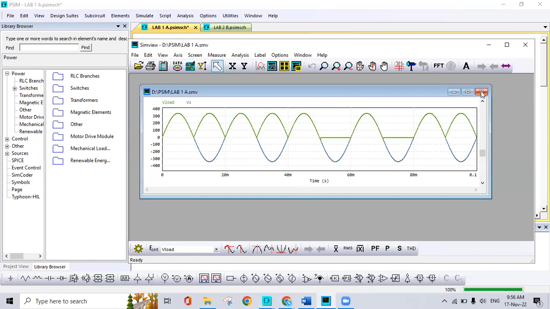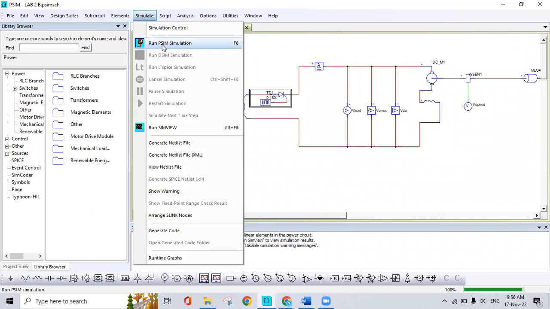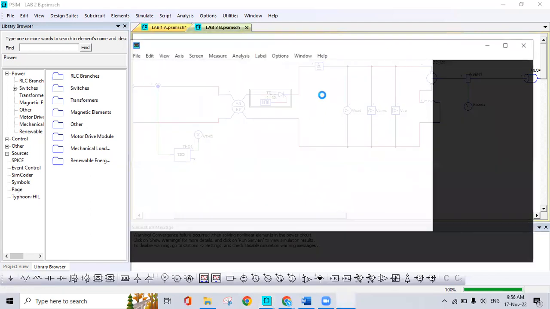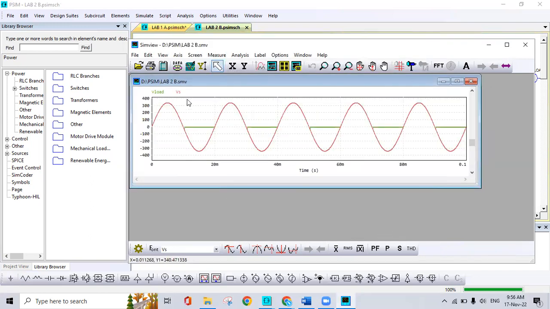So what is the difference in the half wave one? Wait for a second. And this is the half wave. So we simulate and run the PSIM simulator, run SIMVIEW, and we have to choose the VS and the load. Okay. So the source is as usual a sinusoidal signal, but for the load, we can observe that the negative part of the source voltage is blocked right here.